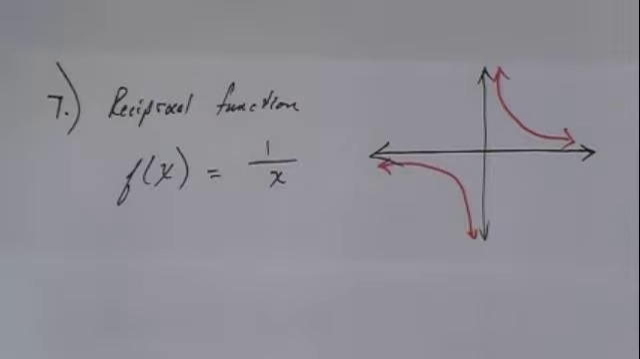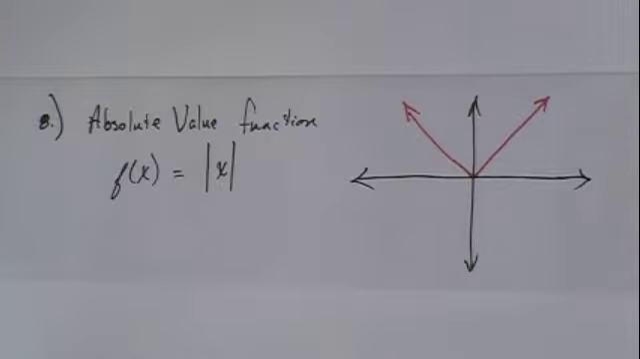Remember, we have asymptotes at the x and y axis where this line will approach but never intersect either one of those axes in this form. Here we have the absolute value function where f of x is equal to the absolute value of x. Remember, when we take the absolute value of a number, it will always be positive. We can see that with the graph here.